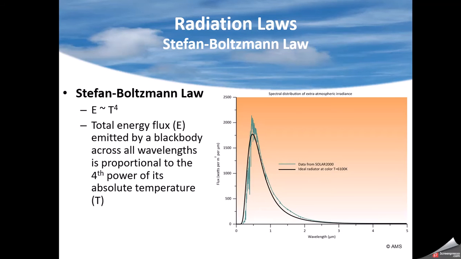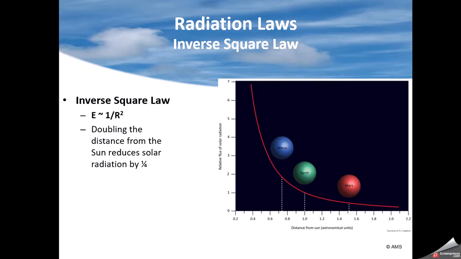So the other rule of thumb is that the energy emitted by a black body is proportional to temperature to the 4th power. Think about the difference in temperature between the Earth and the sun, and then raise it to the 4th power. It's a huge difference in the amount of energy coming from the sun than comes from the Earth. So the other one is what we call the inverse square law.